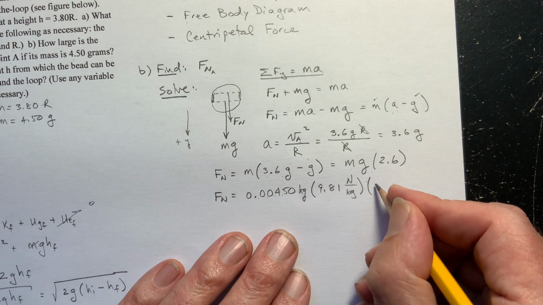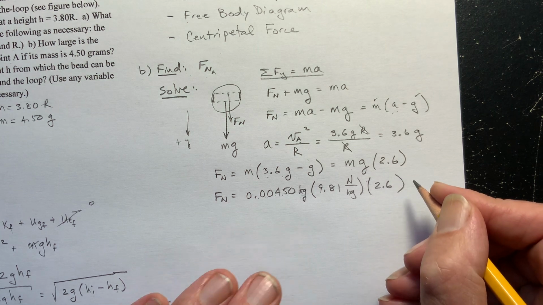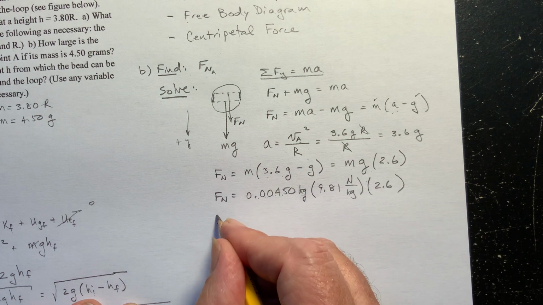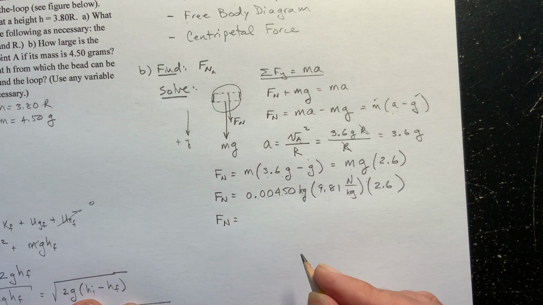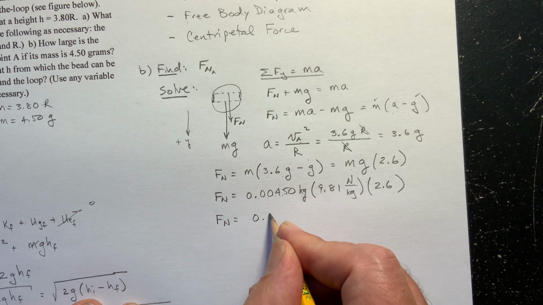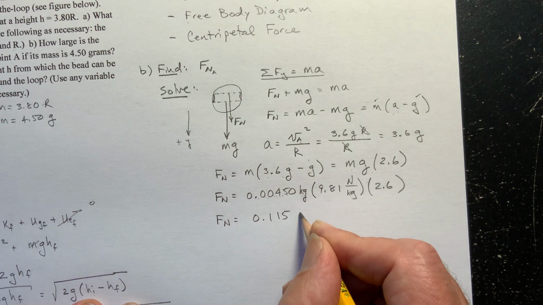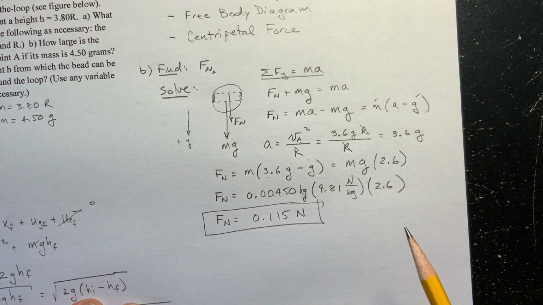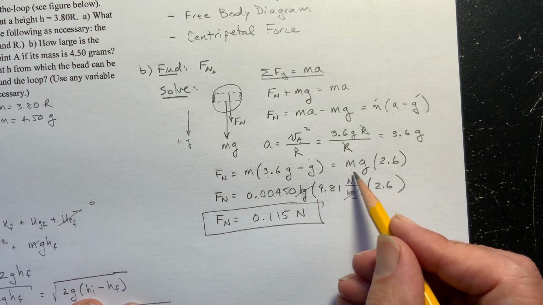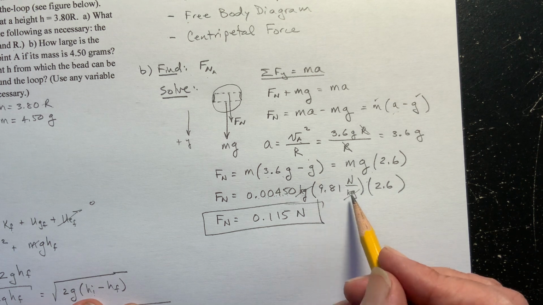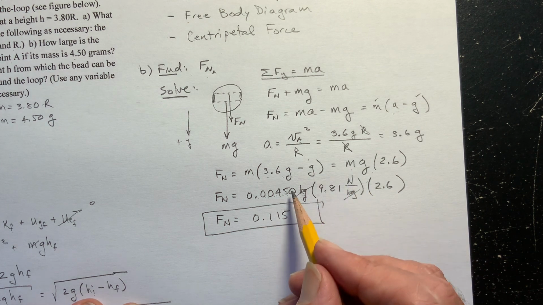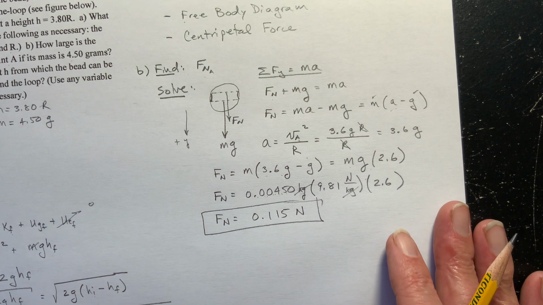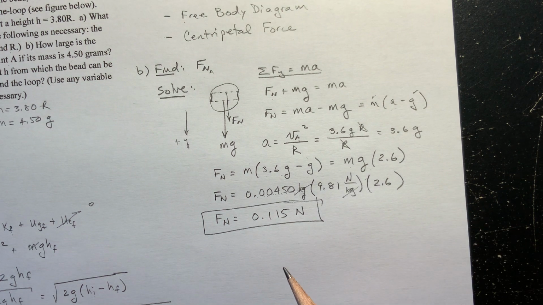And then we have this 2.6 left over here. And when you do all this arithmetic, you'll get a normal force of 0.115 newtons. And there's my answer. Right? Because kilogram cancels kilograms, leaves newtons. And if you want to put meters per second squared right here, it still comes out to be newtons. That's fine. You can do that. All right. So we're done with B.